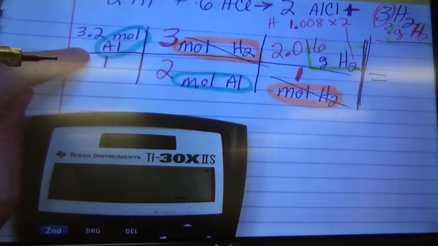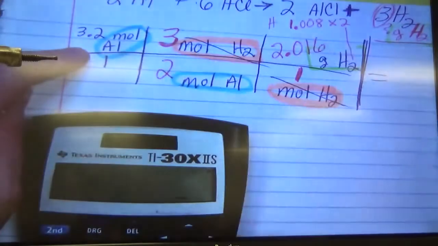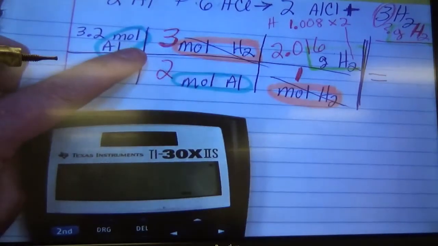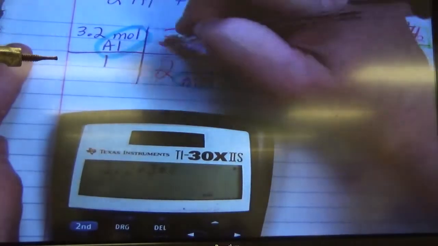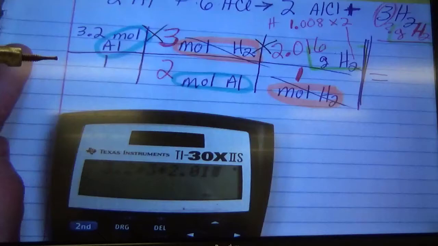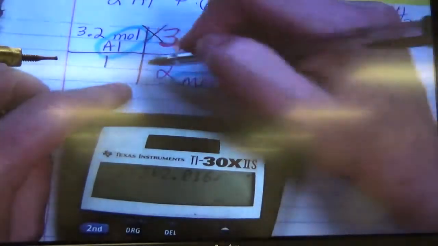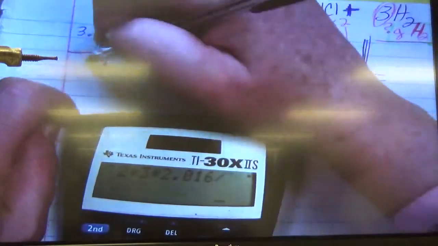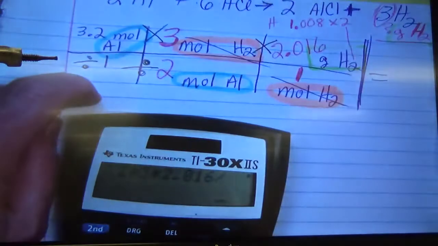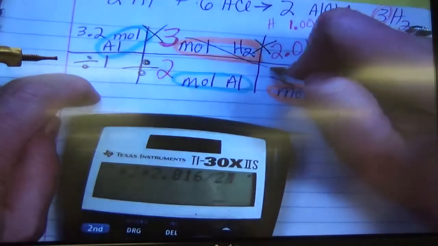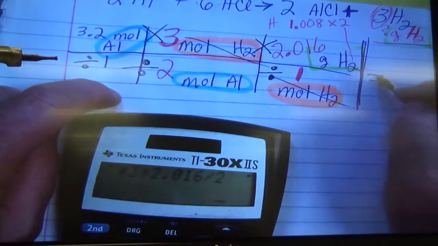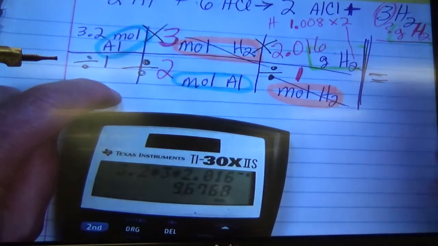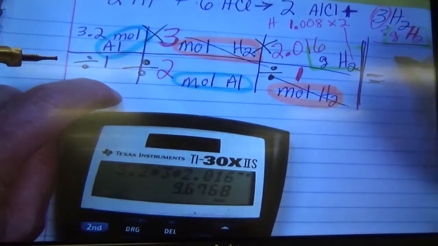Again, I will simply point to the numbers while I put it into the calculator. The work says 3.2 times 3 times 2.016. Okay, then we'll divide by 2. You don't have to divide by 1 if you don't want. And here's another one. You don't really have to divide by 1, but you can if you want. And then we hit the equals. Calculator says, okay, 9.6768, whole bunch of junk.